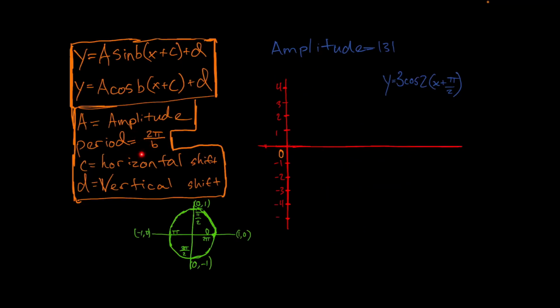Now what's the period? Well, the period equals 2 pi divided by b. What's b? Well, b is in the part of the cosine that's being multiplied by these parentheses. And right here we have 2 multiplied by the parentheses. So we know that our period is 2 pi over 2, which equals just pi. So our period is pi.